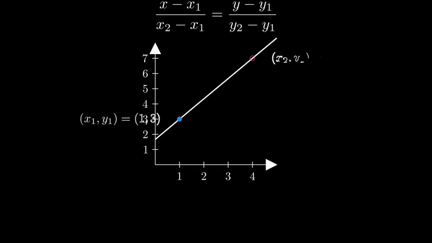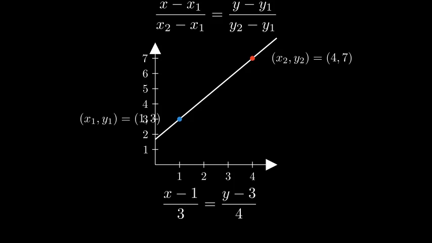For example, the line through points (1, 3) and (4, 7) would have the equation (x - 1)/(4 - 1) = (y - 3)/(7 - 3), which simplifies to (x - 1)/3 = (y - 3)/4.